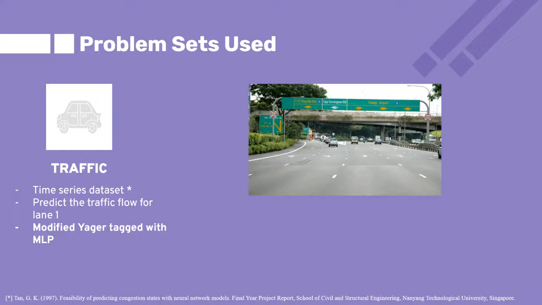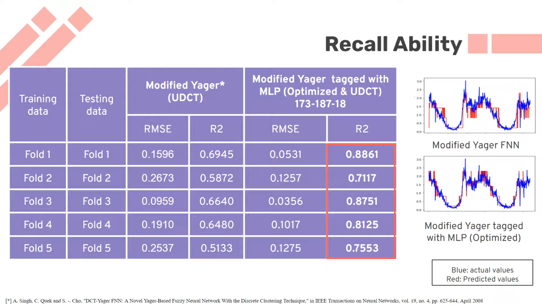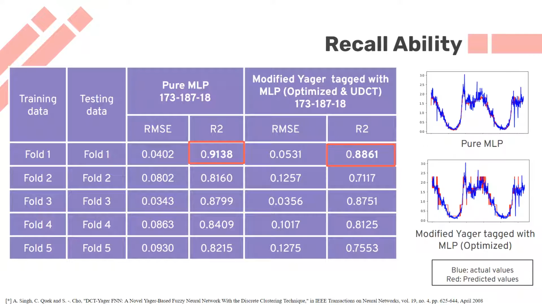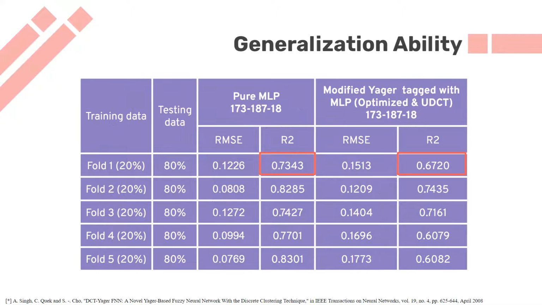The second dataset will be the traffic dataset that was obtained from a senior's FYP, courtesy of NTU School of Civil and Structural Engineering. The data was collected at exit 15 along the PIE. Firstly, I experimented with the data against modified Jaeger tagged with MLP. The recall and generalization ability is indeed better than modified Jaeger. While compared to pure MLP, there's just a small decrease for both recall and generalization abilities.